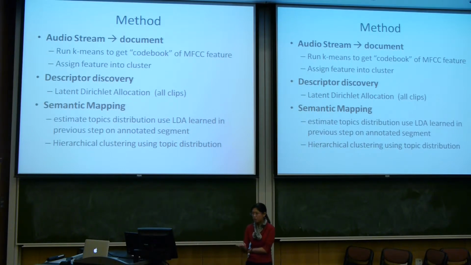Although the descriptors we learned from the topic model can cover the data distribution, they cannot be mapped directly to the semantics we expected. So in this way, we have an initial annotation of our data, and we estimate the topic distribution using the LDA we trained in the previous step on some annotated segments. And then we apply hierarchical clustering using the topic distribution. And then we can build a hierarchical structure of these candidate concepts, and we can try to discover some new concepts within this structure.